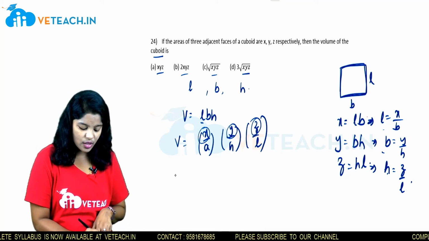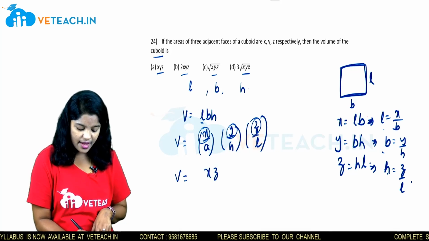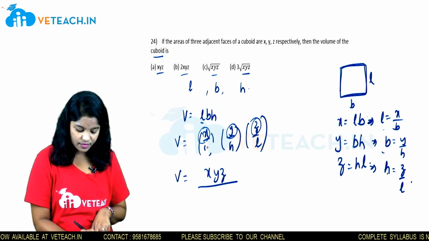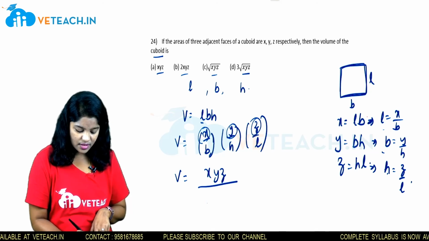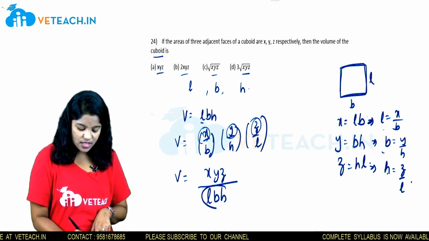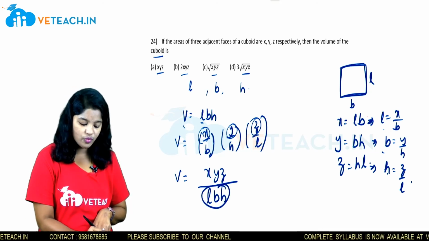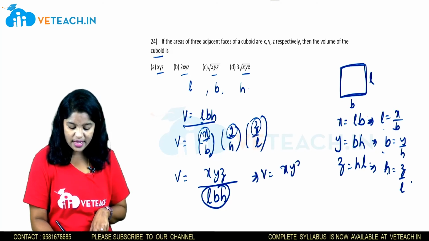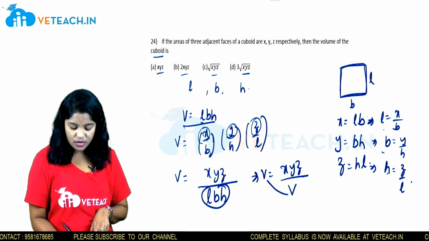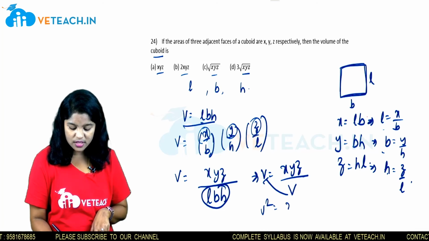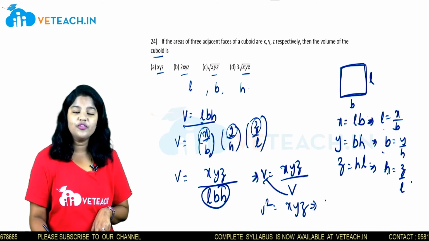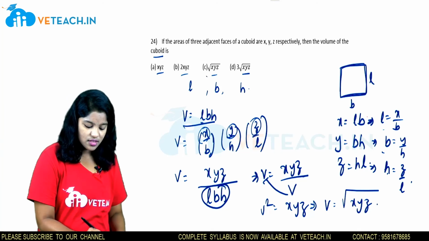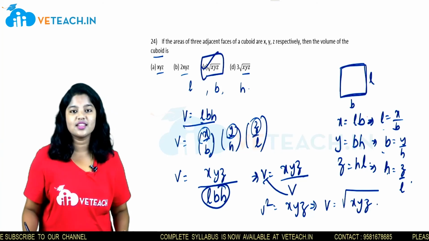So this is nothing but our volume, that is xyz by L into B into H. This is nothing but again our volume, that is LBH. So this can be written as xyz by V. So take this V to the other side, V square is equal to xyz. Now V becomes root of xyz. So option C is our correct answer.